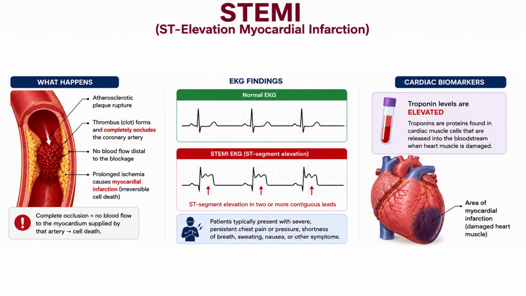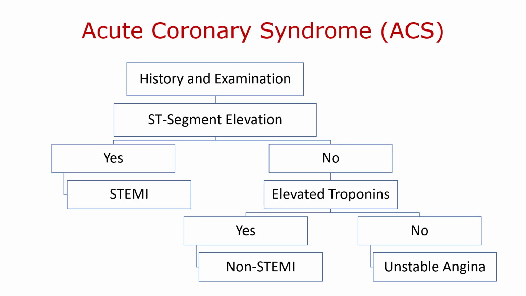An ST elevation myocardial infarction, or STEMI, typically occurs when plaque rupture and thrombus formation completely occlude a coronary artery, eliminating blood flow to the portion of myocardium supplied by that vessel. Prolonged ischemia causes irreversible myocardial cell death, so troponin levels are elevated. The EKG shows ST segment elevation in 2 or more contiguous leads, reflecting acute myocardial injury. A STEMI is a life-threatening emergency that requires immediate restoration of coronary blood flow to limit the extent of heart muscle damage. Now let's put everything together by looking at how acute coronary syndrome is diagnosed.